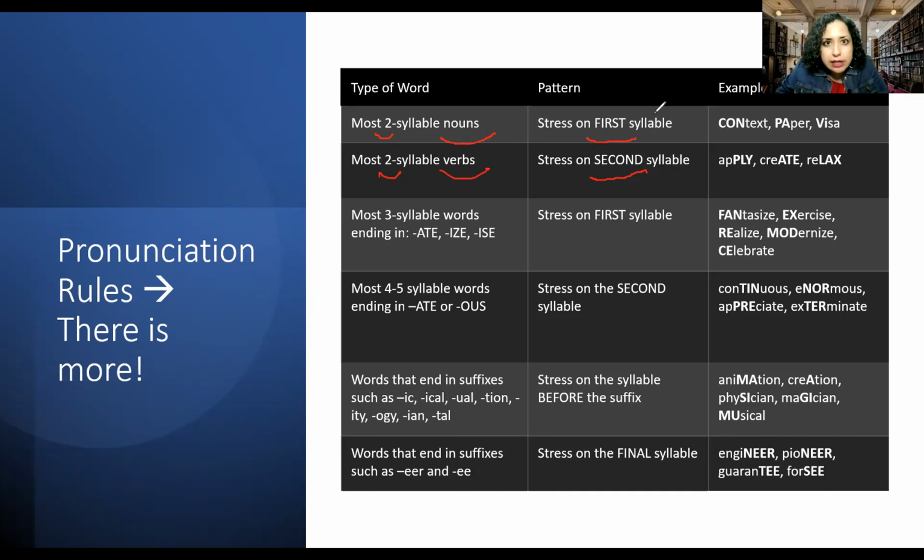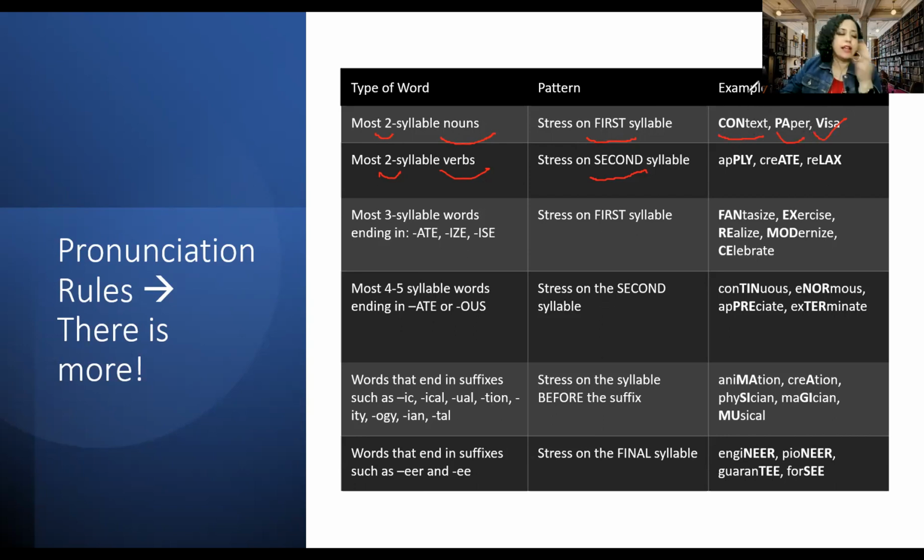Let's take a look at the examples, because there's no other way that we can remember this other than practicing the examples. So, examples for nouns that are 2 syllables. Context. Can you see that? It's not context, no, context, because it's a noun. Paper, visa. So you don't pronounce it like visa, no, because it's a noun.